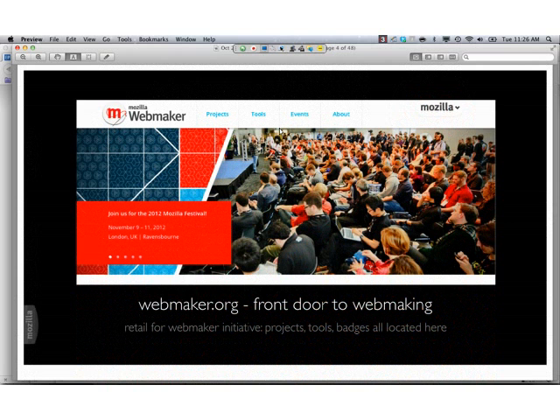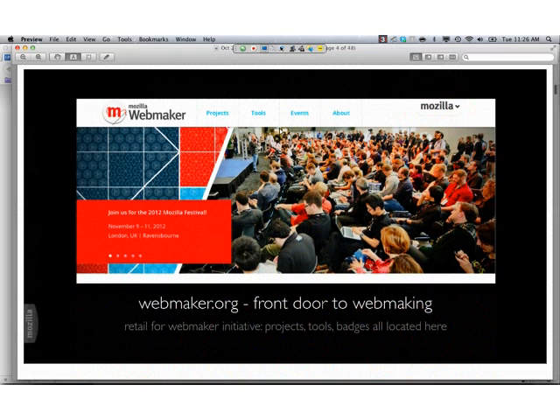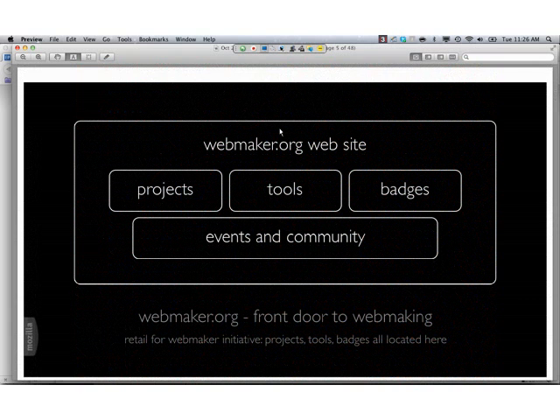And so I'll run through the component parts of the product. Webmaker.org is the front door to webmaking. It's where people first interact with the product through projects, through tools, through badges, and then the events and community component. I'm going to unpack those, so I won't spend a lot of time on this.